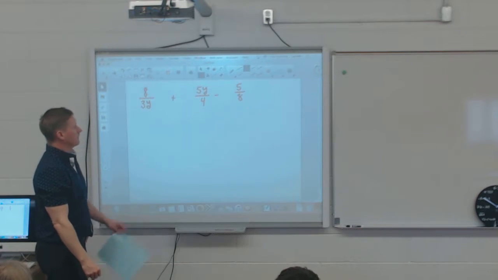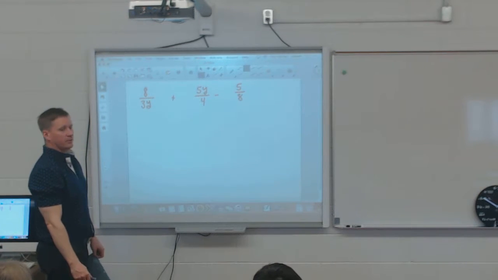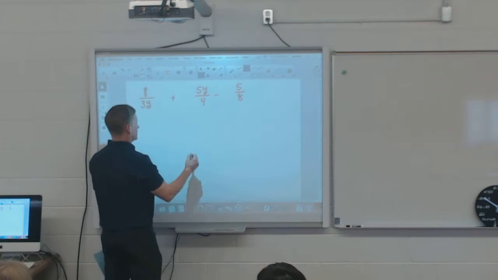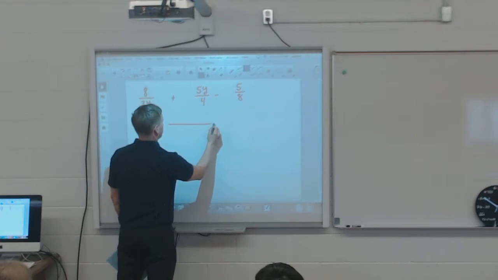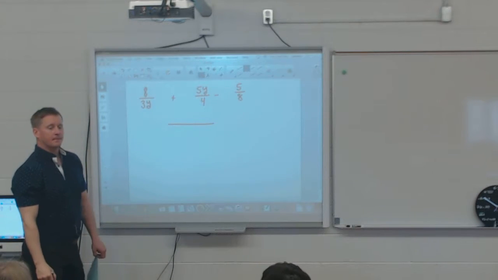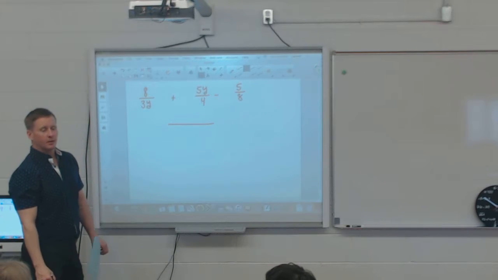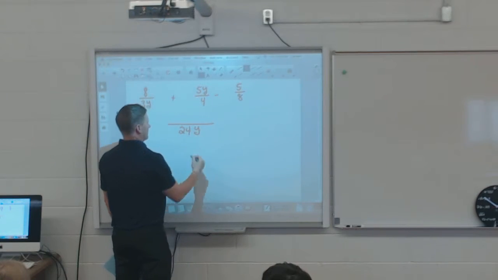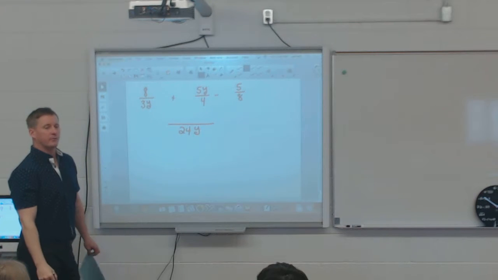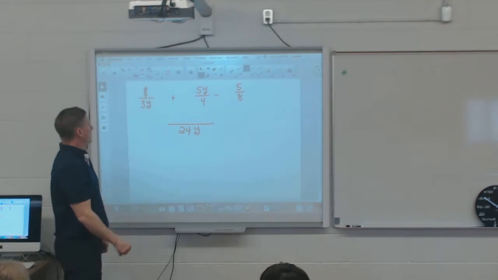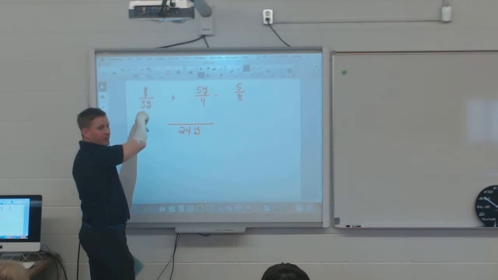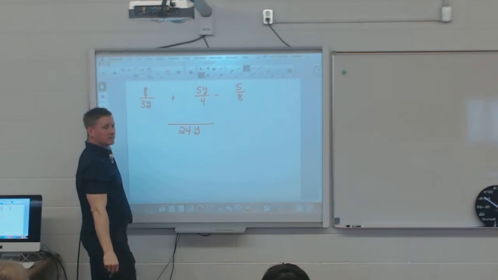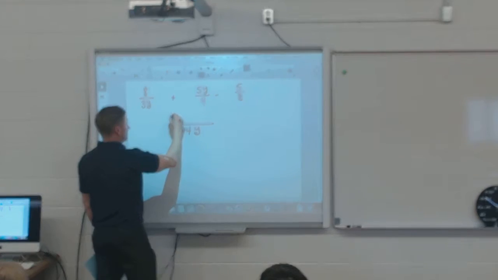Same thing here. What's your common denominator? What's common between 3, 4, and 8? 16. 3 doesn't go into 16, Eli. Help them. 24. 3, 4, and 8 all go into 24. That's the lowest. Okay? What do I have to multiply 3y by to get to 24, Eli? 8.